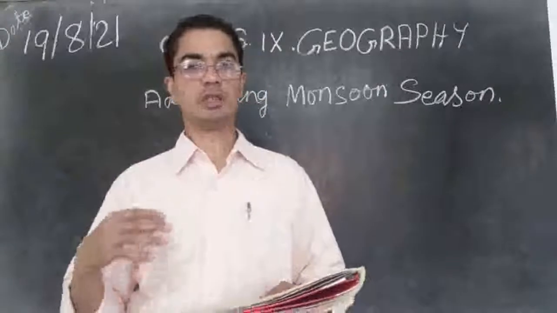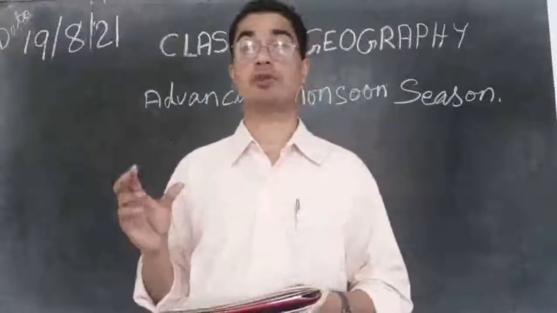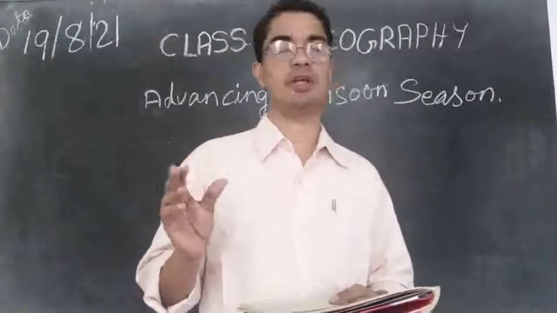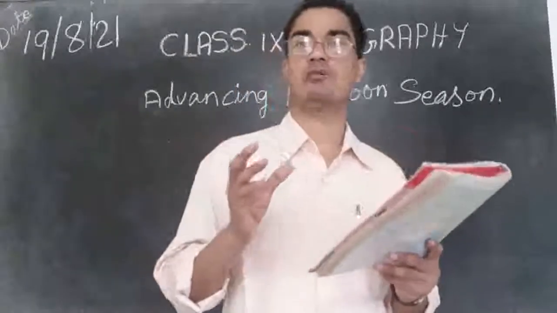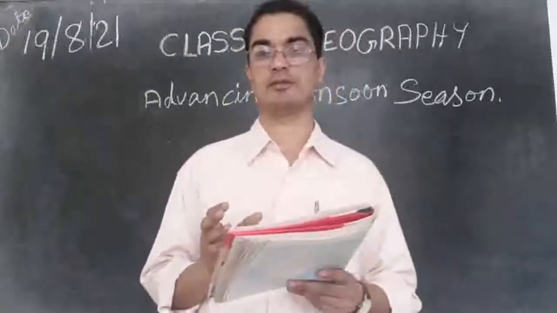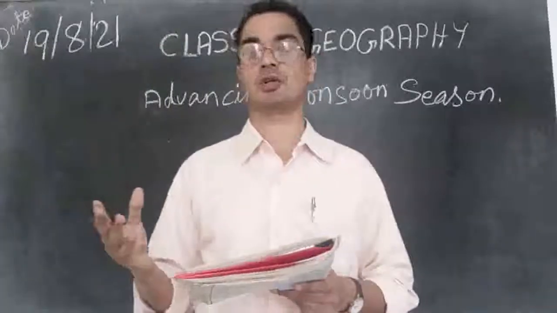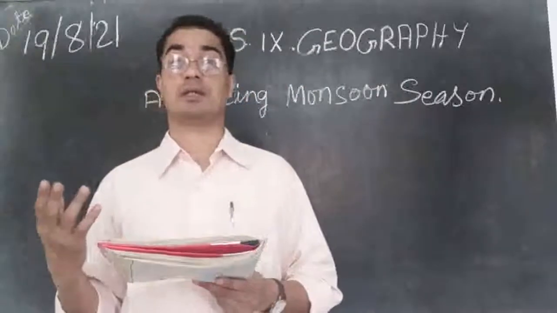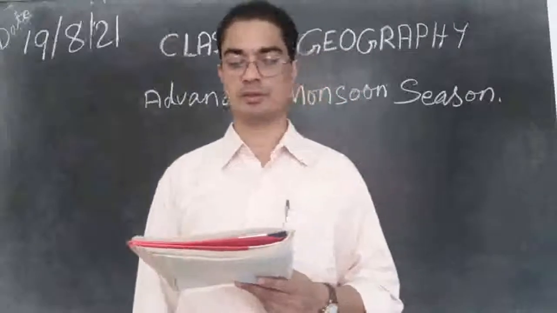Then another thing about this monsoon is that this monsoon is known for its uncertainties. We cannot predict every year, or we cannot be sure that this rain is going to come exactly on this day. So sometimes it comes early, sometimes it comes late, and so on. So it is also known as an uncertain season, uncertain wind, monsoon winds.